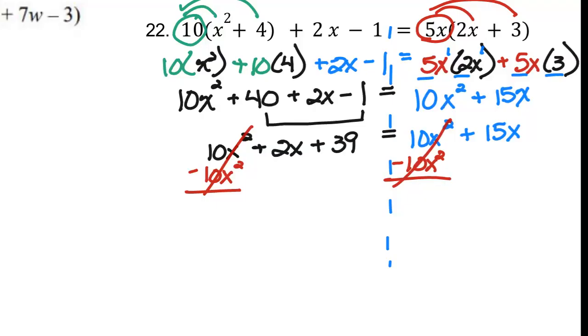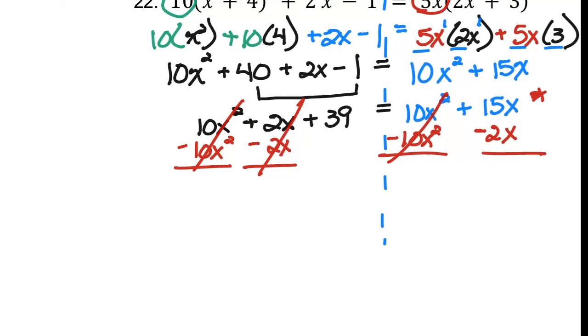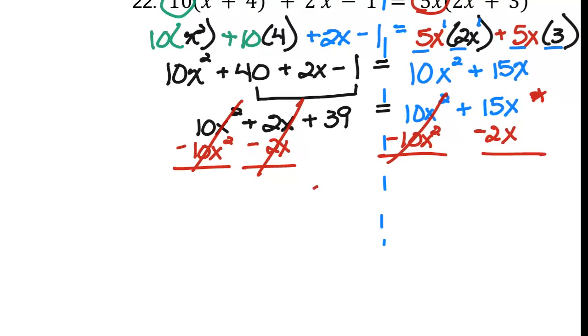So let's get the x's to the side of the larger number of them, which is over here on the right. So I want to move my x's over here to the right. That means I would subtract 2x. So I subtract 2x here. That gives me no x's left on the left-hand side, and 39 is equal to 15x minus 2x is 13x.